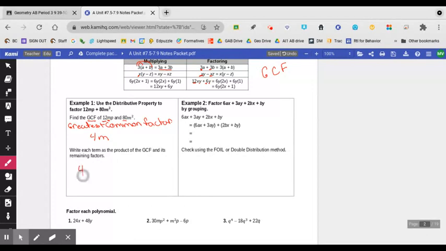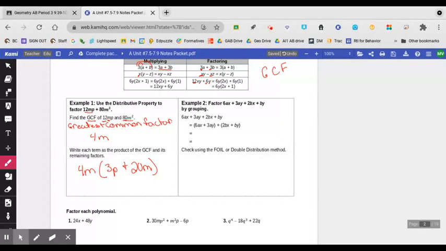So the GCF goes on the outside of our parentheses. And then what's inside is what we would need to multiply by. So 4m times what gives me 12mp? That would be 3p. Plus 4m times what gives me 80m squared, which is 20m. And that's factoring. Now, we can also factor by grouping.